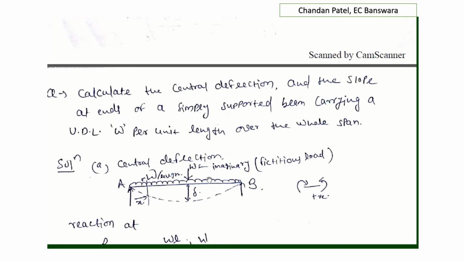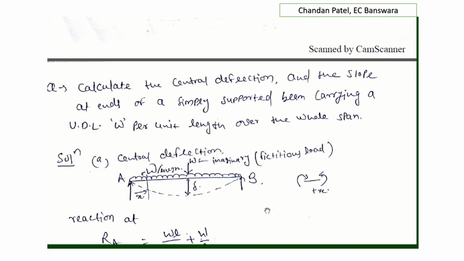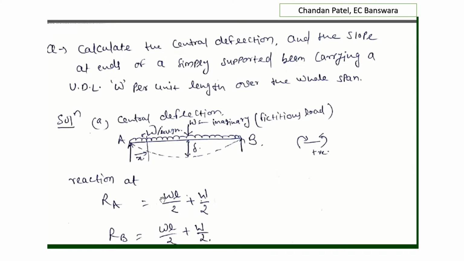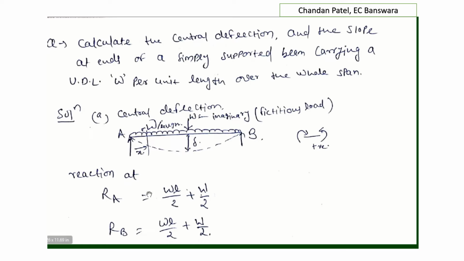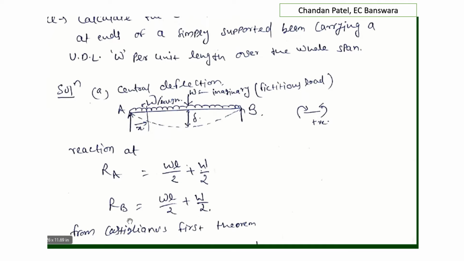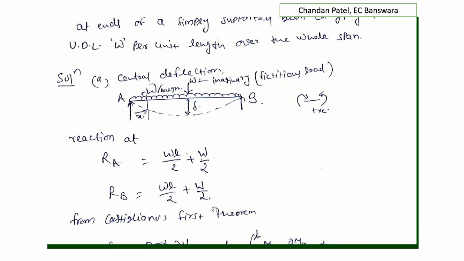तो सेंट्रल डिफ्लेक्शन पूछा तो हम क्या करेंगे, सबसे पहले एक इमेजिनरी या फिक्टिशियस लोड हम एक्ट करेंगे सेंटर पे, जो कि हमने W से इंडिकेट किया हुआ है. There is a sign convention for moment. If we go from right to left, then anti-clockwise moment is taken as positive, and if we go from left to right, then clockwise moment is taken as positive. Now from the figure, we calculate reactions at A and B. RA equals WL by 2 for the UDL, and at the center the imaginary load W is acting, so plus W by 2. RA is WL by 2 plus W by 2, and RB is WL by 2 plus W by 2.